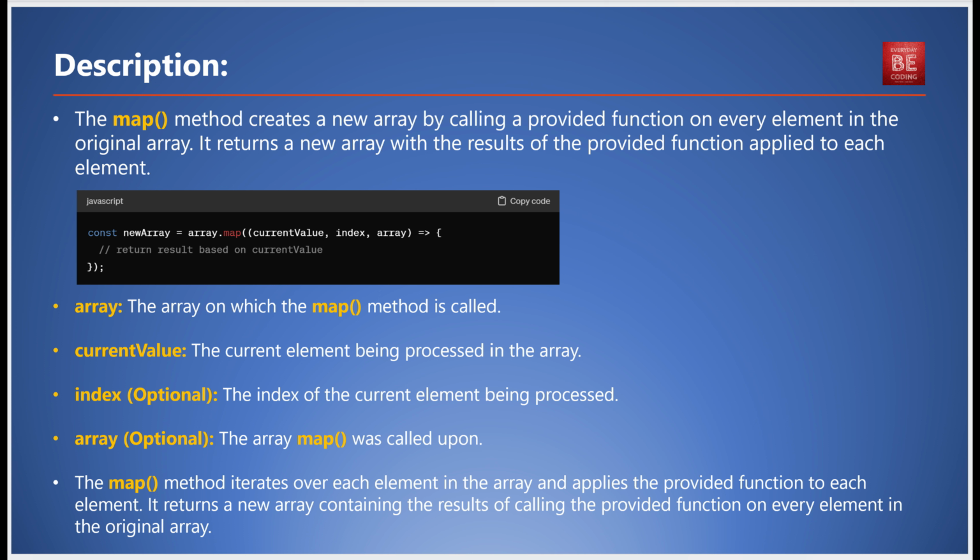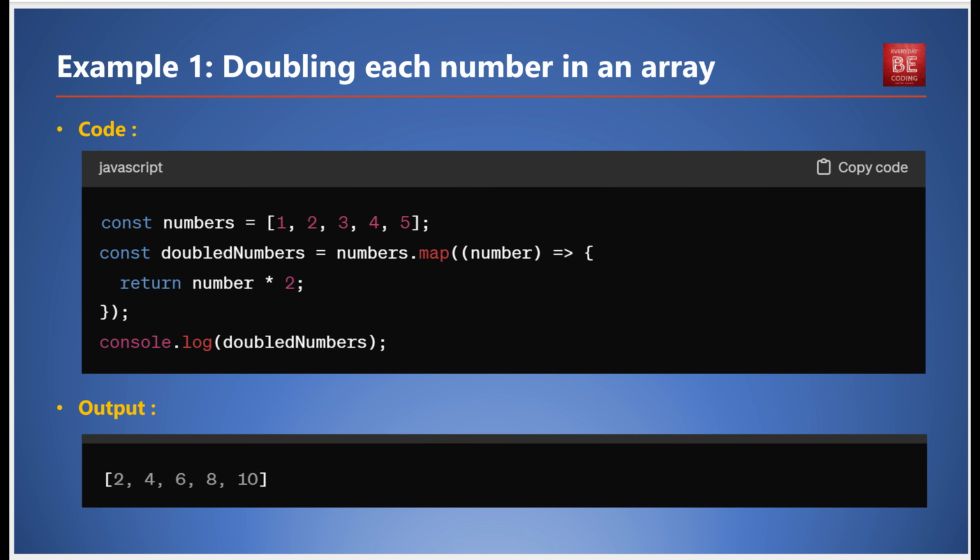Here's the syntax. The map method is called on an array, and it takes a function as its argument. This function can have up to 3 parameters: the current value, which is the current element being processed in the array, the index, which is the index of the current element being processed, and the array itself, which is the array the map method was called upon.